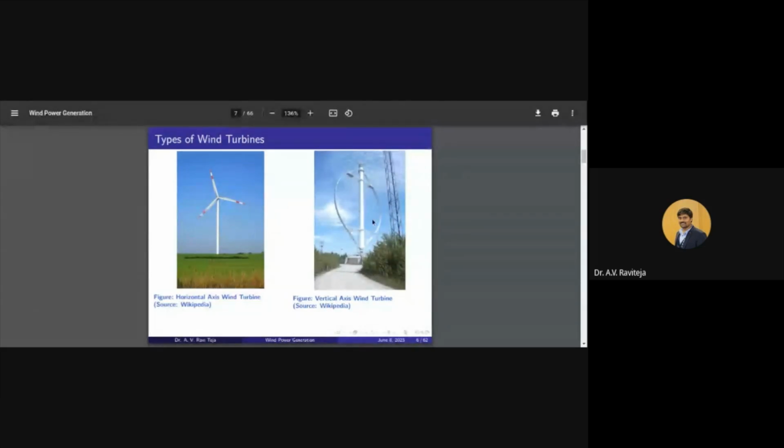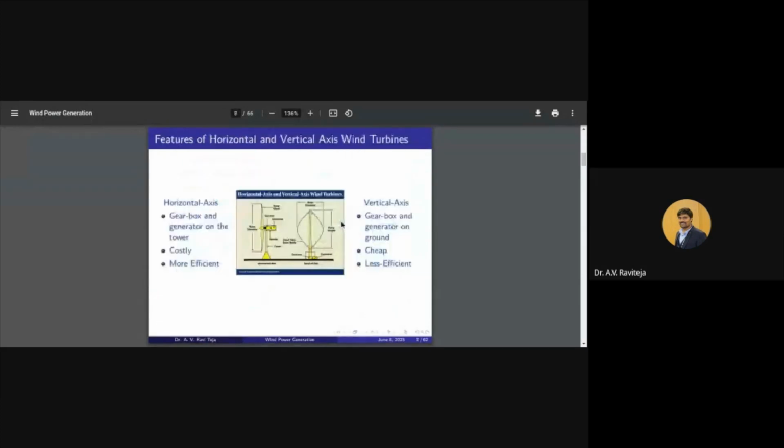Both have their advantages and disadvantages. We'll briefly see what are the primary differences between the two. In horizontal axis wind turbine, since the axis of rotation is horizontal to the ground, the gearbox and generator, as you can see in the figure, have to be placed at the top of the tower. Whereas in a vertical axis wind turbine, since the axis of rotation is perpendicular to the ground, the gearbox and generator can be placed on the ground.